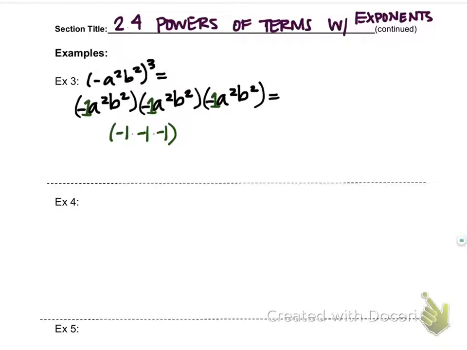Now I'm going to go ahead and say, okay, perhaps I can do some grouping. So I've taken care of my coefficients, and I had 3 coefficients that had -1. And let's put the rest of our variables multiplied in the back. So I have 3 sets of a squared, b squared that I'm going to work with from here.